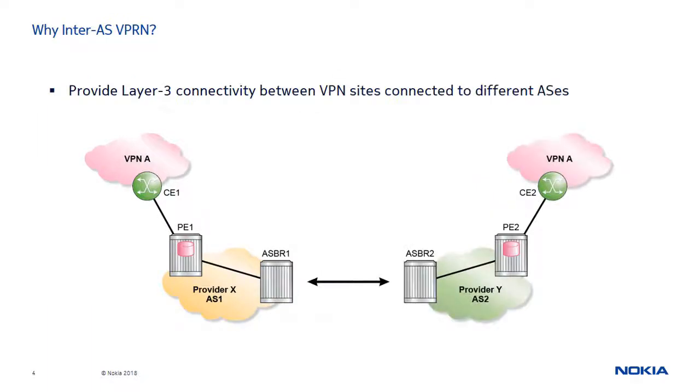So, why use Inter-AS VPRN? Well, if two sites of a VPRN are connected to different autonomous systems, for example, because the sites are connected to different service providers, the PE routers attached to this VPRN will not be able to maintain IBGP connections with each other or with the common route reflector. Therefore, other options are required to distribute VPN IPv4 routes between the PEs, and these options are known as Inter-AS VPRN models.